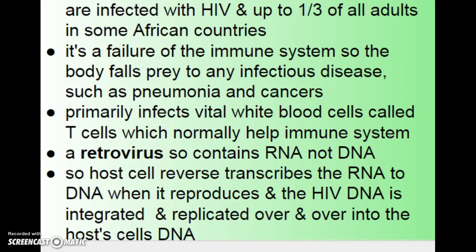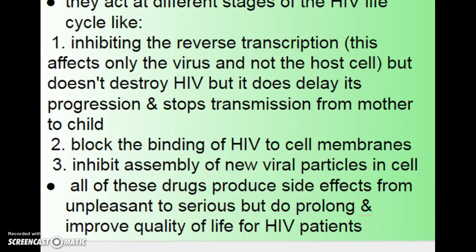And it's a retrovirus, and a retrovirus contains RNA instead of DNA. So when the virus invades a host cell, the host cell has to reverse transcribe the RNA to DNA. And when that host cell reproduces, the HIV DNA is integrated into the host cell and then replicated over and over along with the host cell's DNA. So it basically just inserts itself right into that host cell and mutates it into a new HIV type cell.